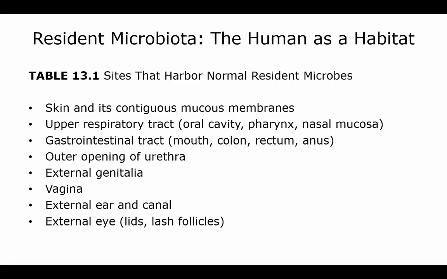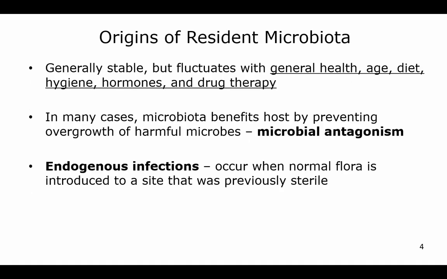Going down, I'm sorry, I said eat. That clearly is the gastrointestinal tract. I apologize. Breathe. We must breathe, and then that would be the respiratory tract. And we would expect them to be found on the external part of our urethra. We would expect them on our external genitalia, vagina, obviously if you're female, external ear and canal, and external eye. Now, generally, the microbiota will fluctuate depending on our age, our diet, our hygiene, our hormones, drug therapy, and overall general health.